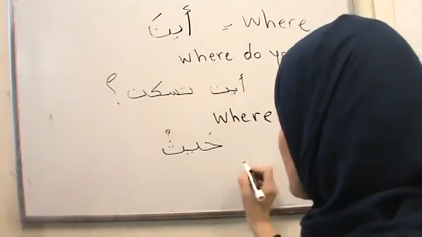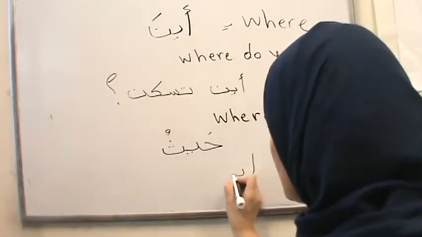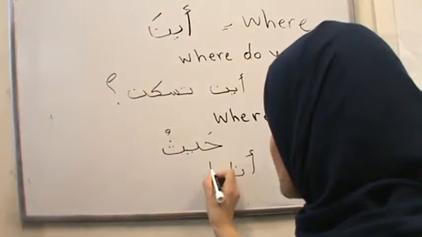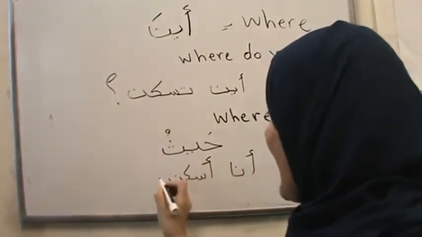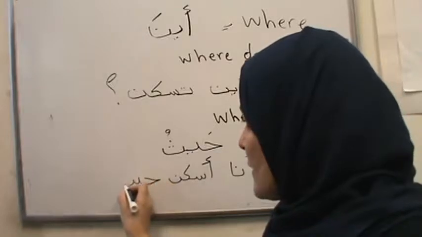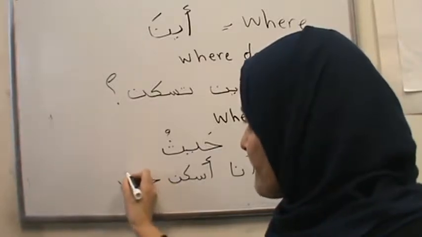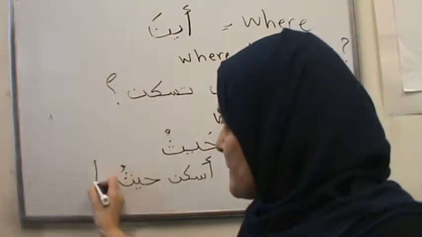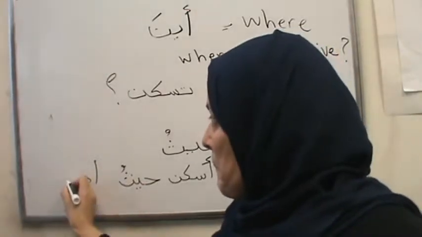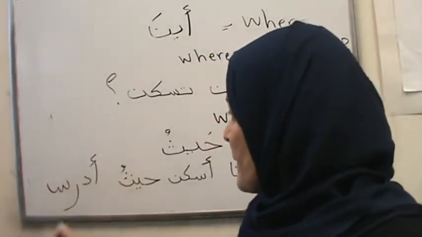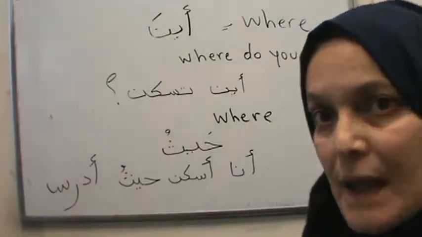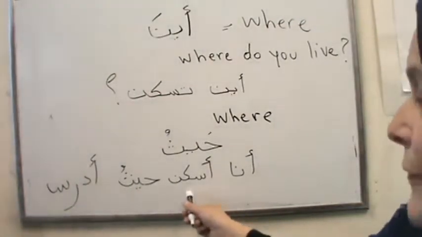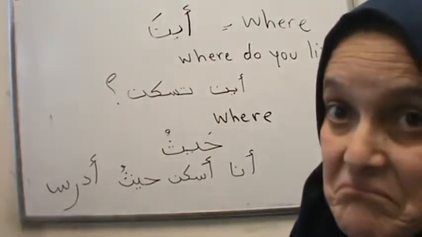Where in a statement. أنا أسكن حيث أدرس. أنا أسكن حيث أدرس. I live where I study.